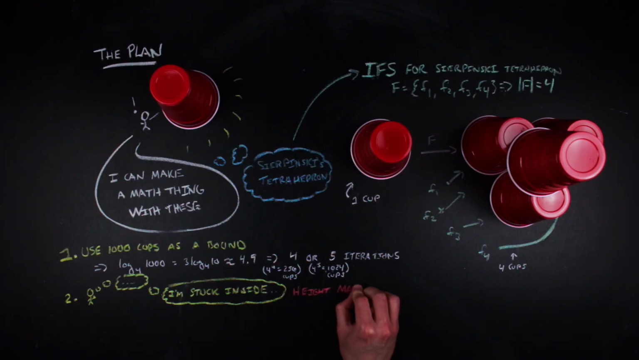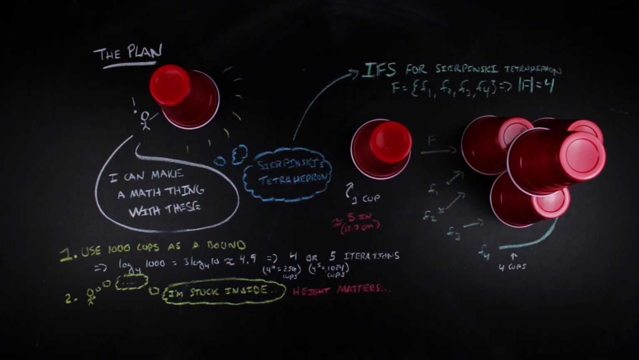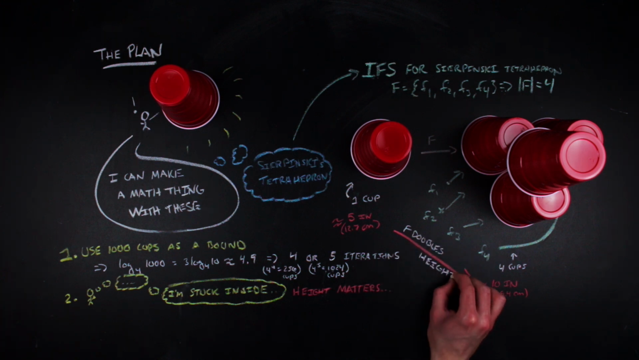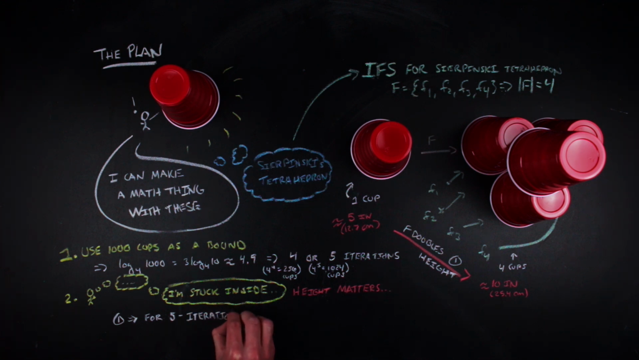So height came into play, and if we go back to what the iterated function system does physically to the cups, it's going to take the height of a cup, and each iterate is going to double the height of the pyramid structure. So with that in mind, and noting that a red solo cup is around 5 inches tall, a little bit less, then if I was going to do 5 iterations, then that would double that 5 inches 5 times. So it's the same as doing 5 inches times 2 to the 5th power.